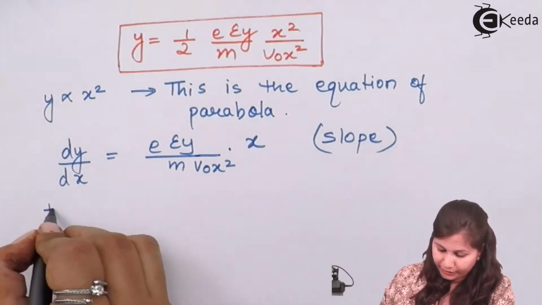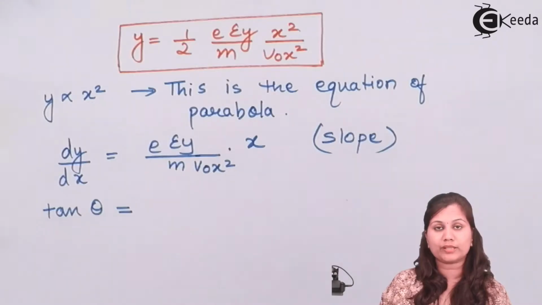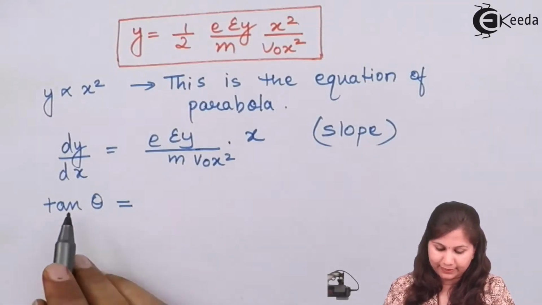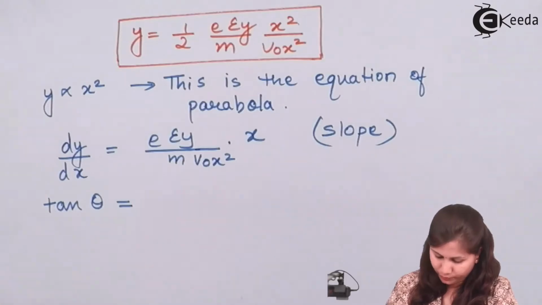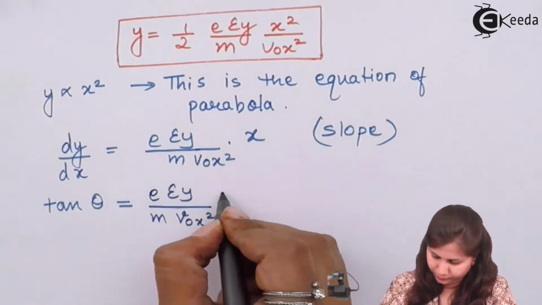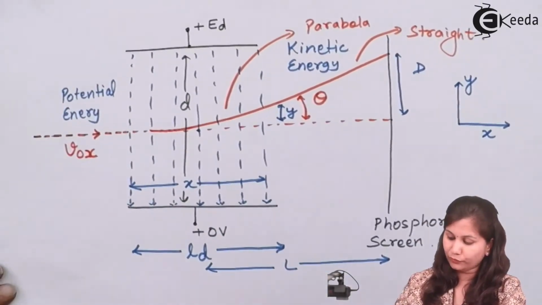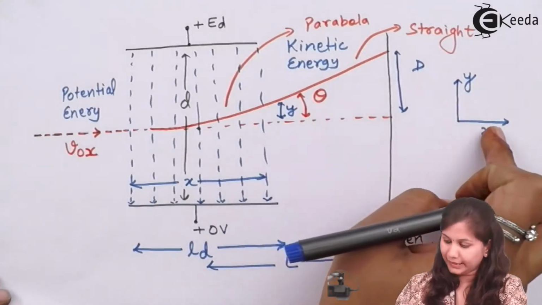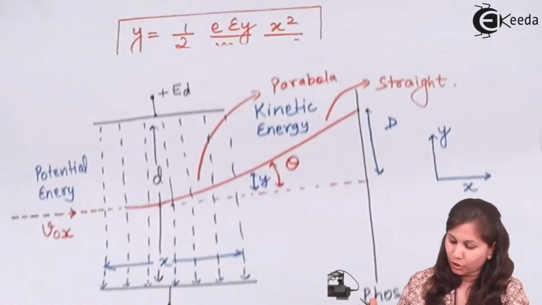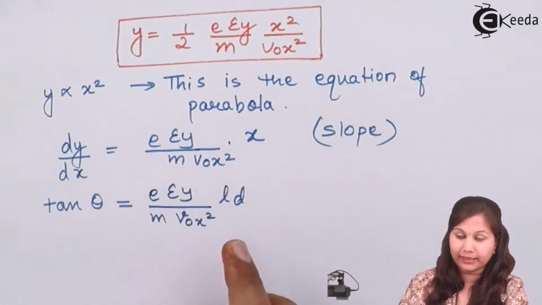Now we want to find out the tan theta. So for finding the tan theta, we have to substitute x equal to L_d. Here we want to find out this tan theta, because in the diagram we are finding the tan theta. So tan theta is y by x, and this x will be replaced by L_d. So here, instead of x we have written L_d, and this is y by x.